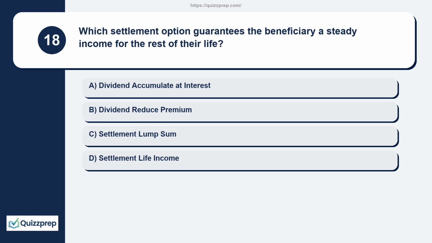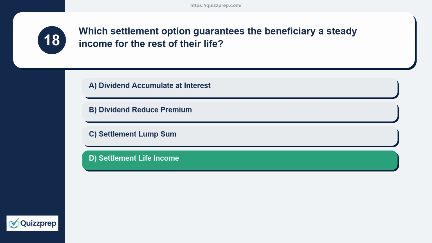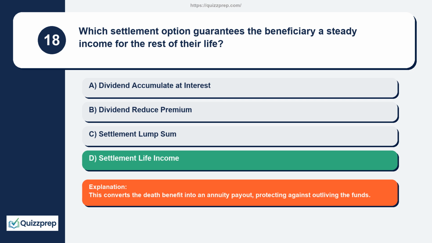Question 18. Which settlement option guarantees the beneficiary a steady income for the rest of their life? Dividend accumulated interest, dividend reduce premium, settlement lump sum, settlement life income. This converts the death benefit into an annuity payout, protecting against outliving the funds.